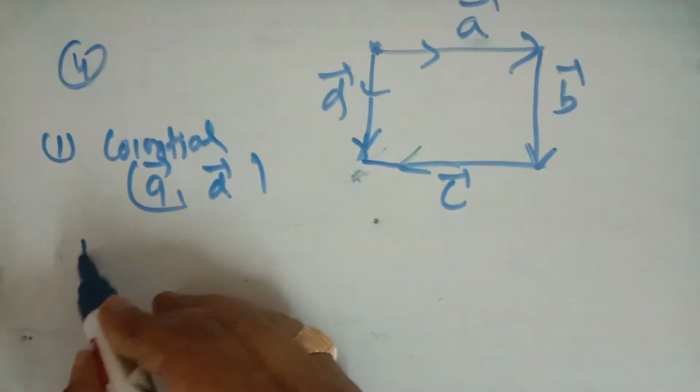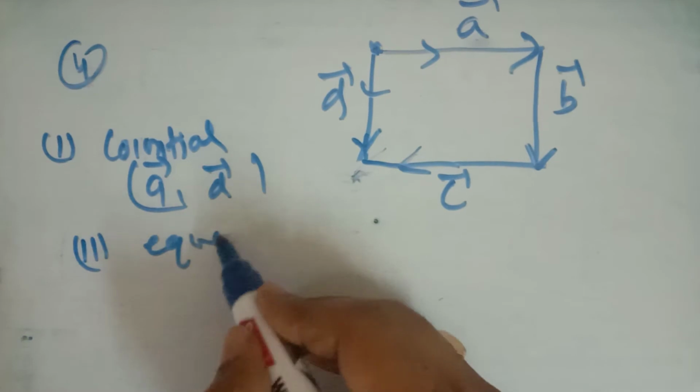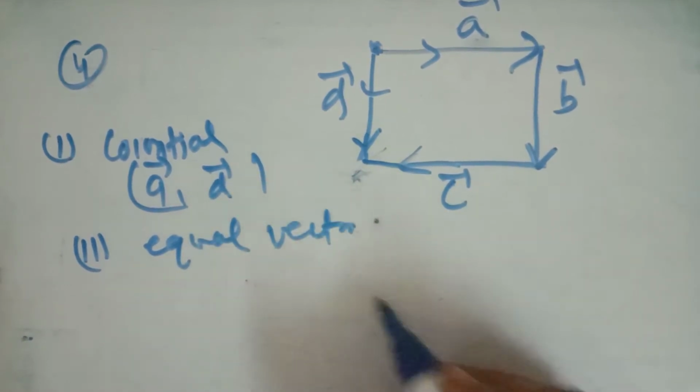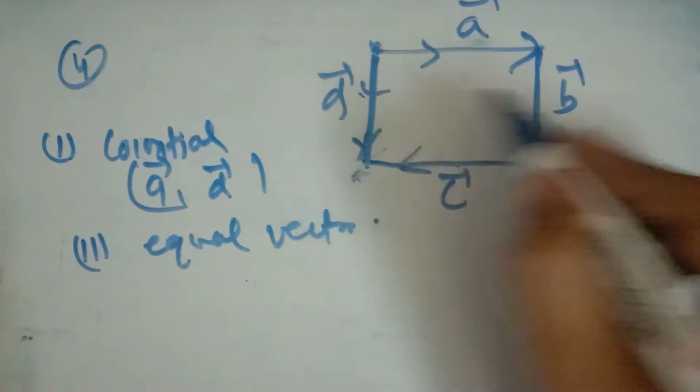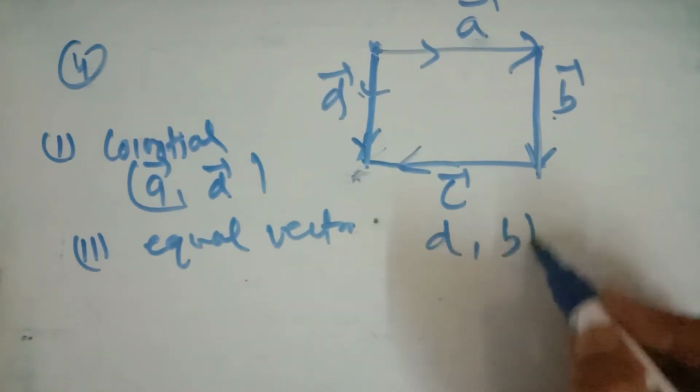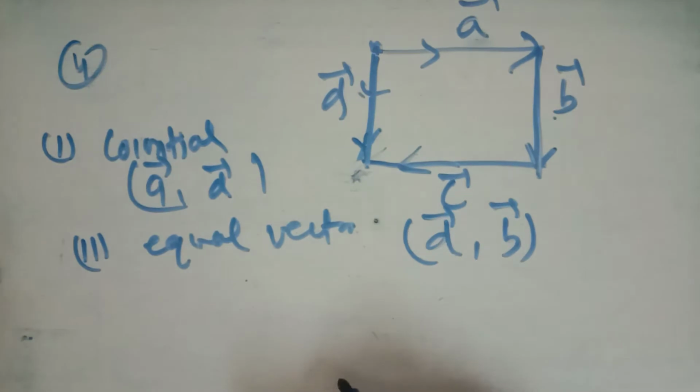After that, you have to find the equal vectors. Equal vectors means same direction and magnitude. Now what are the equal ones? Look, these are the same direction and it is a square. So D and B vectors are the equal vectors.